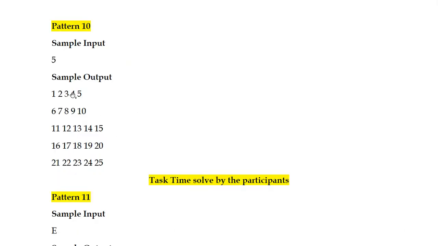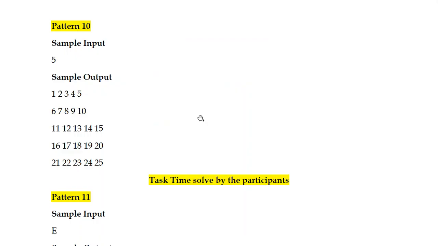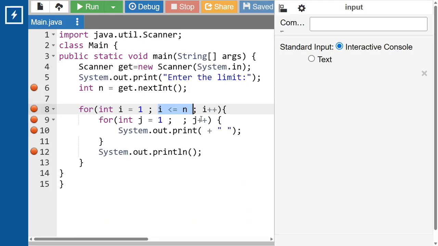We already know rows are following the variable i. Rows means we are following the variable, what's the name? i. So i less than or equal to n. Same scenario. Prerequisite: please watch the previous sessions, then only you will be able to understand.